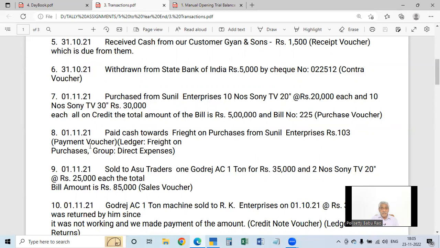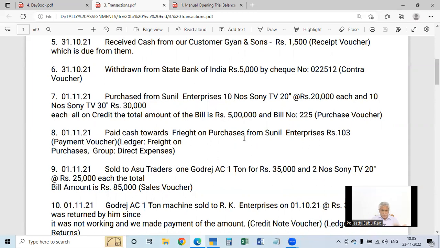We have to create it as a ledger, and it is to be entered in the payment voucher because we are paying the freight. In the payment voucher, debit freight expenses. Freight on purchases we have to create. Alt C, create freight on purchases. It comes under the purchases we are making.